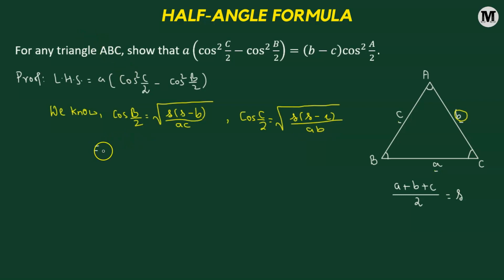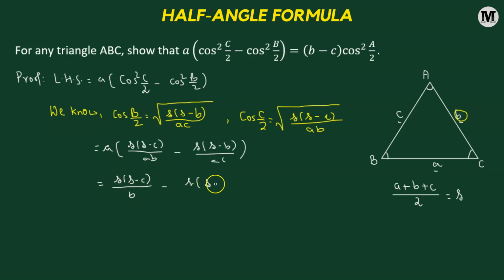Let's use this value. Now we will have on the left hand side a multiplied to, so we have to square cosine of C over 2. That's going to give us s multiplied to s minus c divided by ab, minus cosine squared B over 2. So squaring it gives us s times s minus b divided by ac. Fine. Now we're going to distribute a with each of the two terms within the parentheses. So that's going to give us s multiplied to s minus c divided by b. So here a and a get factored out. Similarly, in the second term, we have s multiplied to s minus b divided by c.